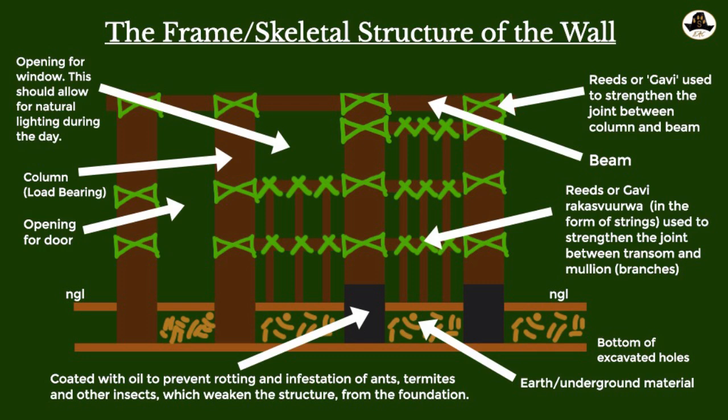Then basically at this stage we're now looking at the frame or the skeletal structure. I would just call it the skeletal structure, but it's basically like a frame structure. As you can see, we have the space for the door, the space for the window. Those are the openings, and these openings in construction have to also let in light and ventilation. Those are some of the requirements that we had.